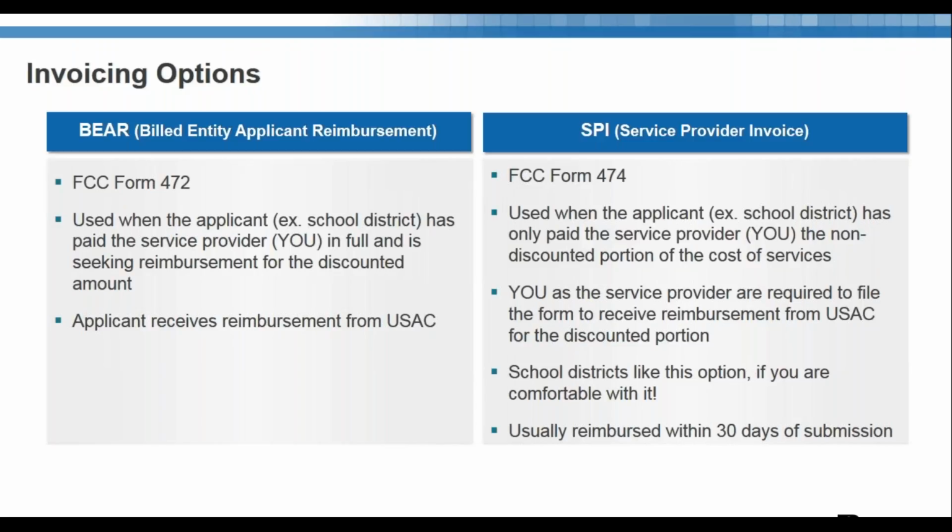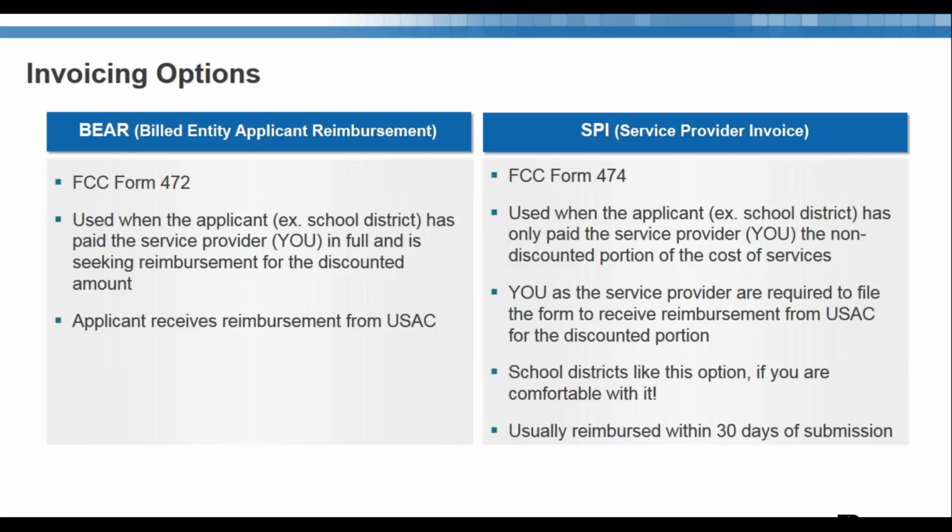So with E-rate, there are, like I said, two invoicing options. You have your billed entity applicant reimbursement option or your service provider invoicing option. With the BEAR option, FCC Form 472, this is used when the applicant, the school district or the school, has paid you, the service provider, in full and is seeking reimbursement for the discounted amount. In this case, the school or school district receives reimbursement direct from USAC.